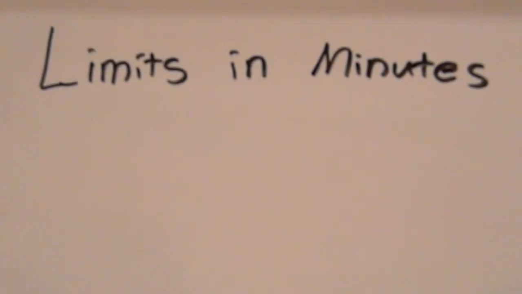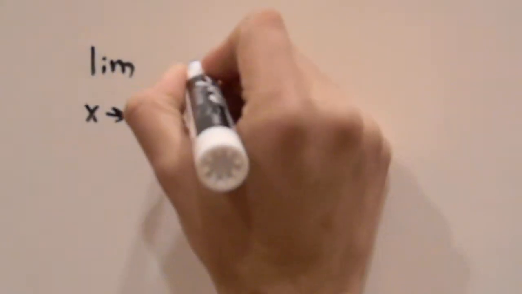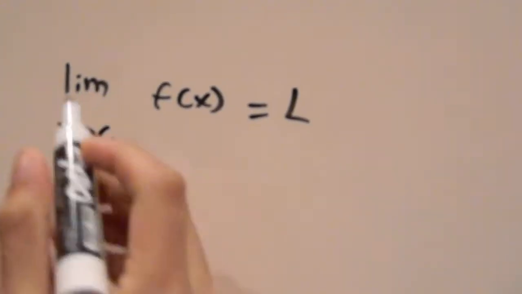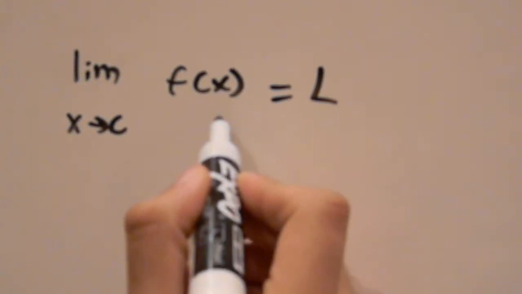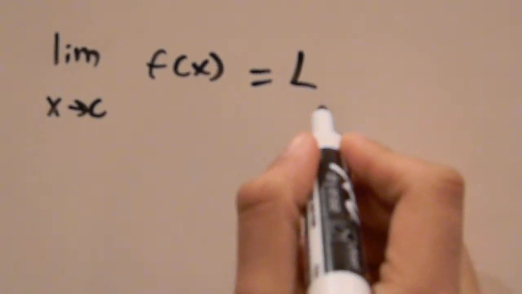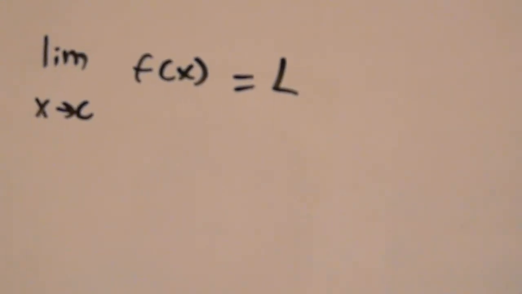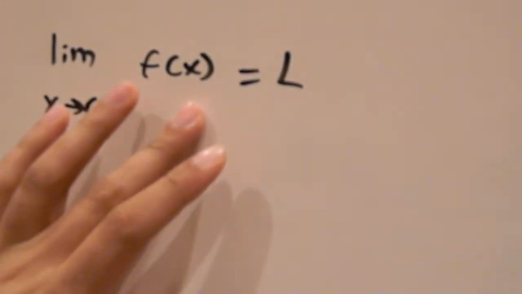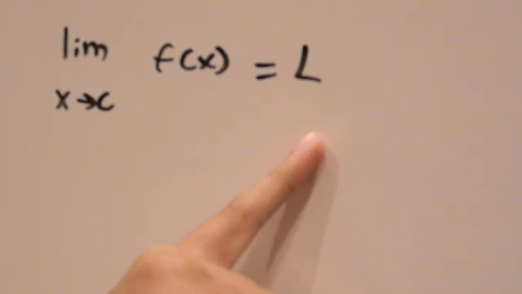Let's talk about limits. A limit is written like this, and these are the symbols used. It's read like this: the limit as x approaches c of the function f of x approaches or equals L, which is the actual value. Basically, when you plug in c here, the value of f of x either approaches or equals L.